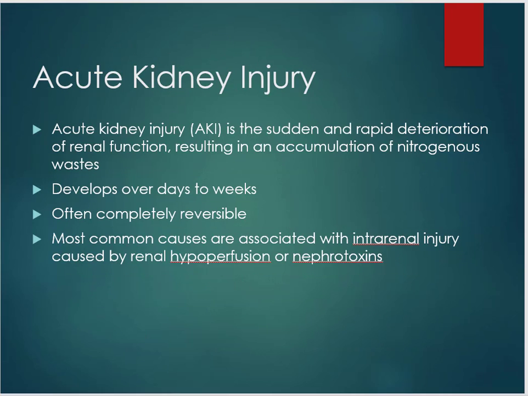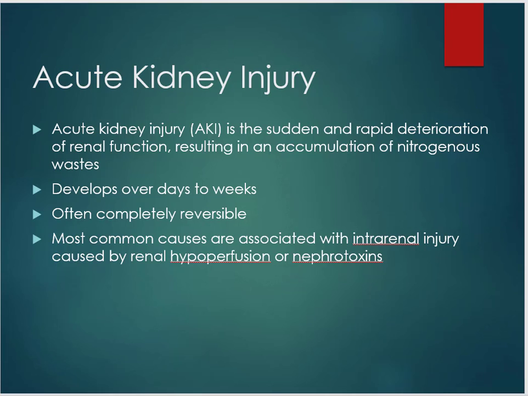So acute kidney injury is also known as acute renal failure, and it's a sudden change in the renal functioning, resulting in the inability to maintain acid-base balance, fluid and electrolyte balance, and then you have an accumulation of nitrogenous waste, which can be toxic to the kidney. It may develop over days to weeks.